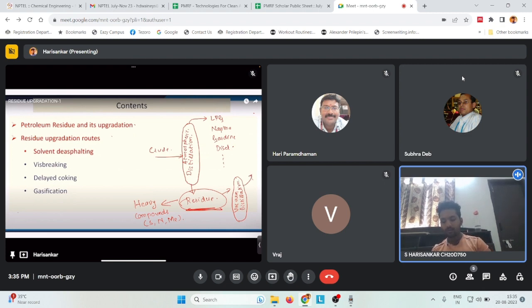And usually here, the products that we get are called heavy gas oil and so on. And we get a residue from here also. So this residue is termed as VR in the next slide, and this residue is the AR.